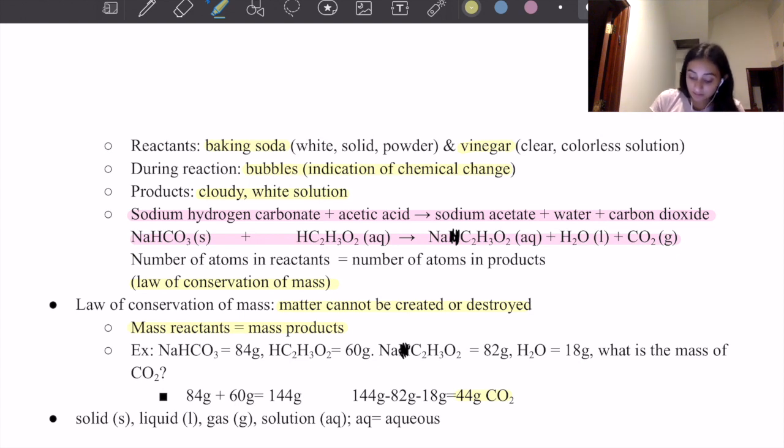And finally, I just did a little notation over here. Solids are represented as S, liquids as L, gas as G, and solution as AQ, which means aqueous. And these are what is often written in parentheses on a chemical equation to show the state of the compounds we are talking about. And that concludes everything that I've talked about in this video.